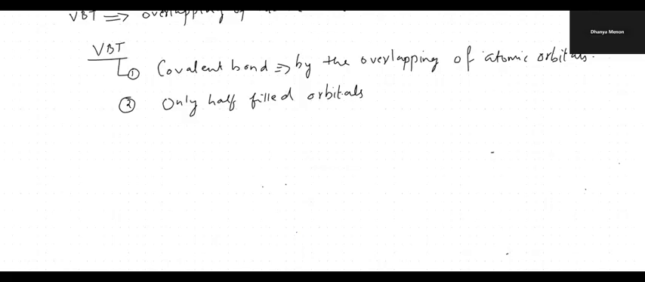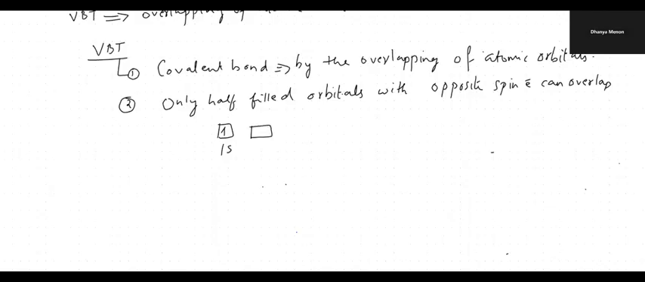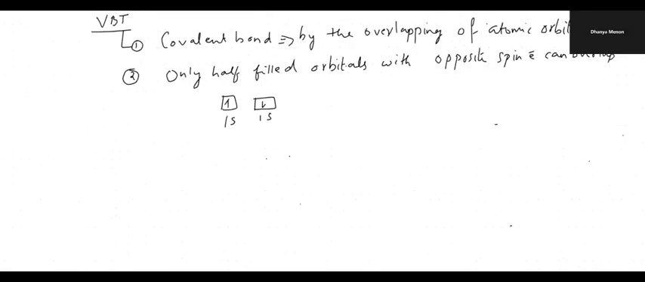You know that orbitals have electrons, right? So only the electrons with opposite spin can overlap. So only half-filled orbitals with opposite spin electrons can overlap. I'm just giving an example with 1s. If they're overlapping, both the orbitals are half-filled and also the electrons have opposite spin. So only these orbitals can overlap.